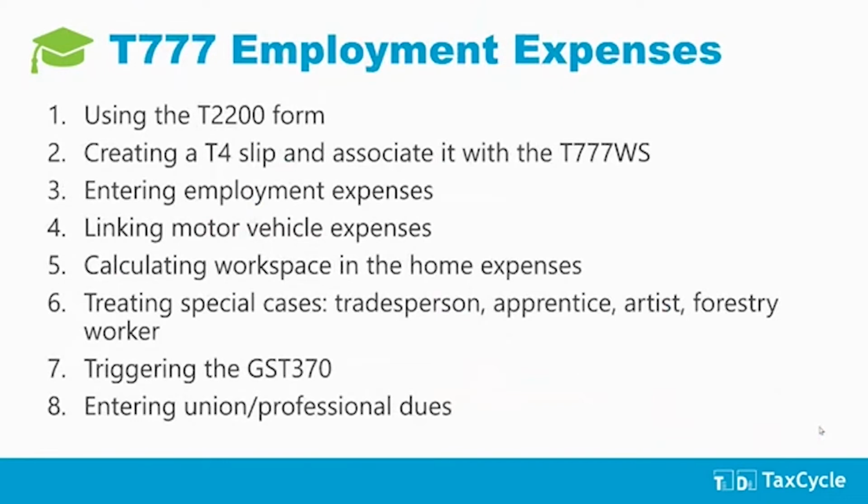Today, we're going to look at the T777 employment expenses form, and we're going to start out actually talking about the T2200 and a little bit about a T4 slip that you need to do so you can fill out the information you need on the worksheet. We'll talk about entering those expenses and linking motor vehicle expenses, calculating workspace in the home, and then treating some of the special cases. There's a couple of little tricks to know about tradespeople, apprentices, artists, or forestry workers. I'll show you how to trigger the GST 370 on the T777, and finally, a tip on entering union and professional dues. I'm going to pop out to TaxCycle and get started.